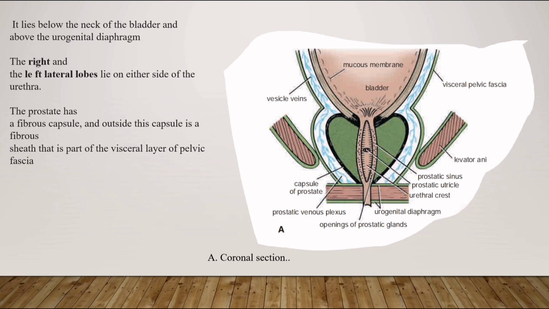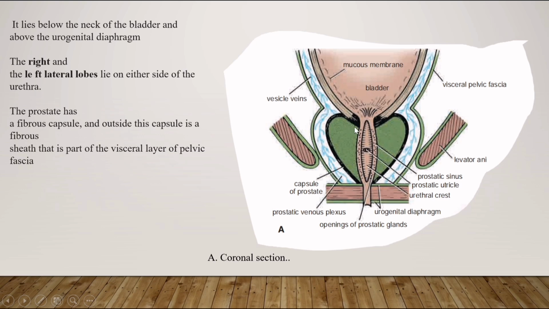Then we have a structure called the prostatic utricle. Okay, this one. Yeah, this structure is analogous to the uterus in females, and the vagina also in females. Okay, it doesn't have a specific function, but it's just analogous to those structures. Okay.